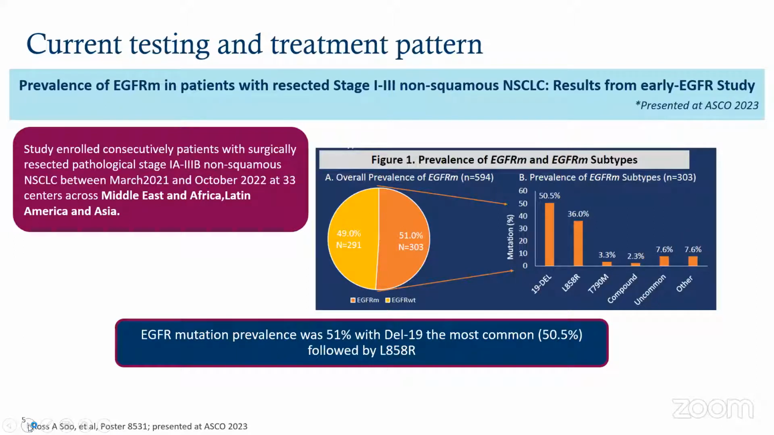So the most number of patients will be exon 19 deletion, followed by, like, NTM and 18 mutations, etc. But majority ones are the exon 19 and the exon 21. Next slide.